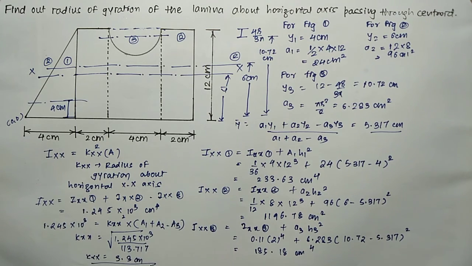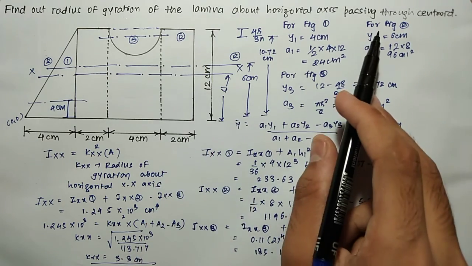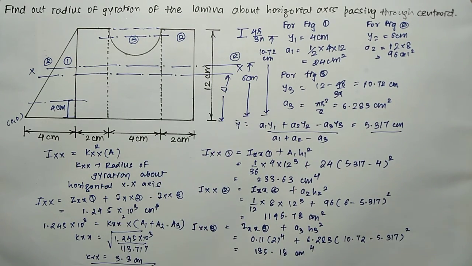So we have obtained the radius of gyration about the x-axis, which is passing through the centroid of this plane lamina, as 3.3 centimeter.